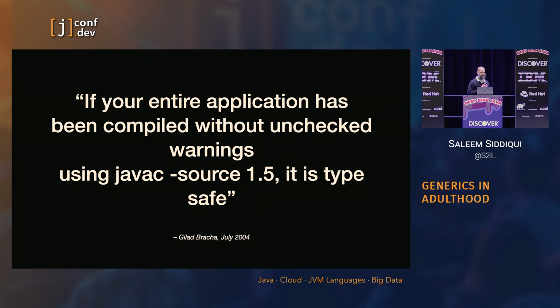I would humbly submit that if by type safety it is meant no class cast exceptions at runtime, this statement is demonstrably false today. Because of all these decisions that were made and the weird interoperability and interplay of those decisions, you can write a Java program with no warnings at compile time and yet get class cast exceptions at runtime.